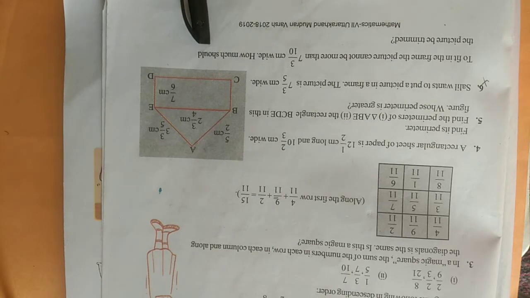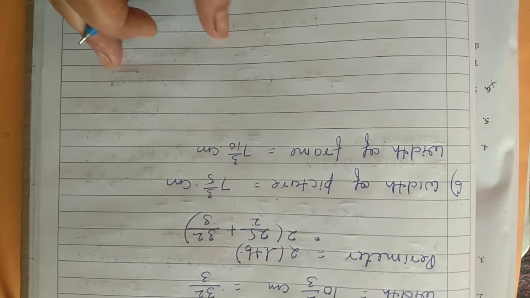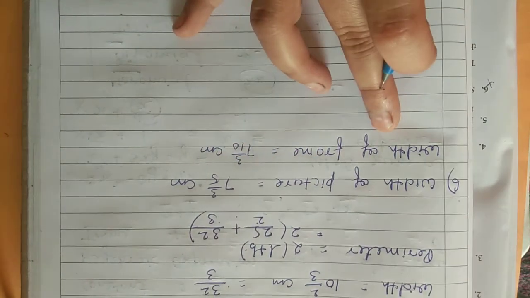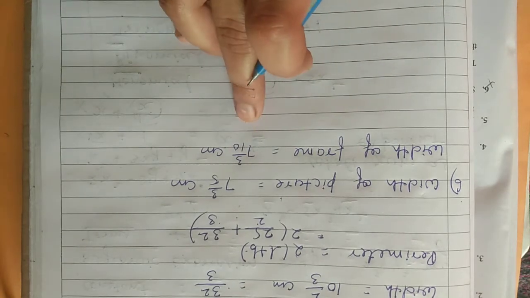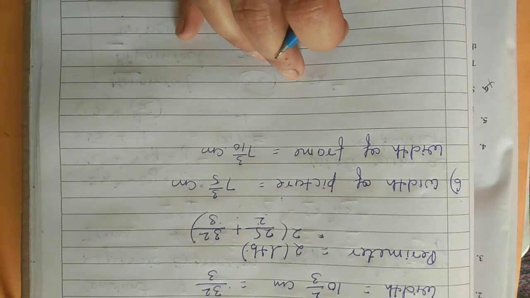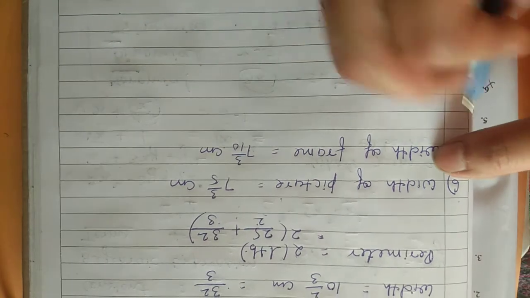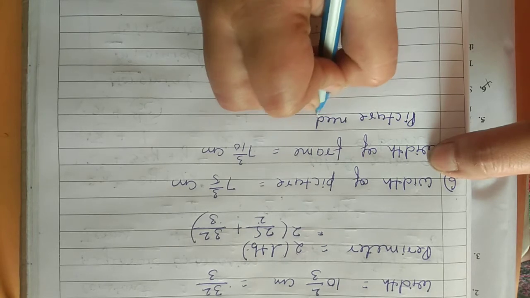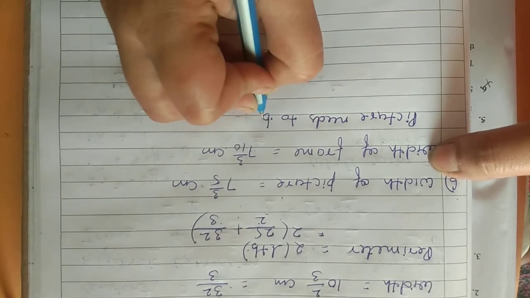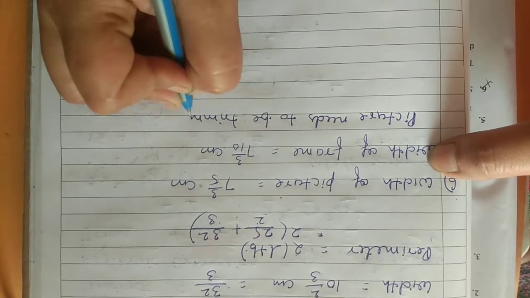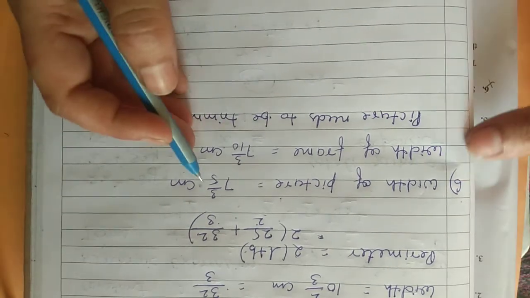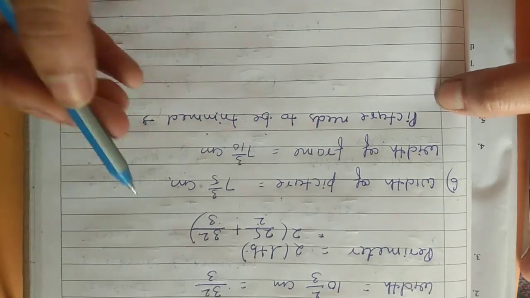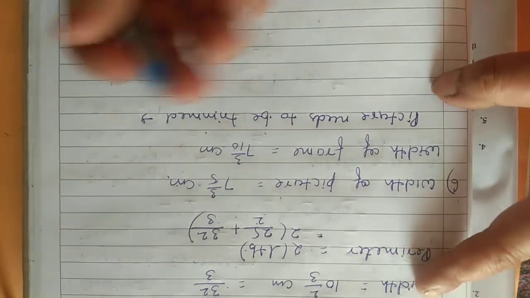For this, just see what you have to do. See the solution. The width of the picture is given to you as 7 whole 3 upon 5 centimeter, and the width of the frame is 7 whole 3 upon 10 centimeter. Now the question is, you have to find out how much the picture needs to be trimmed. For that, you have to subtract the width of the frame from the picture, because the picture needs to be trimmed, that one will be the greater one. You can compare it also.